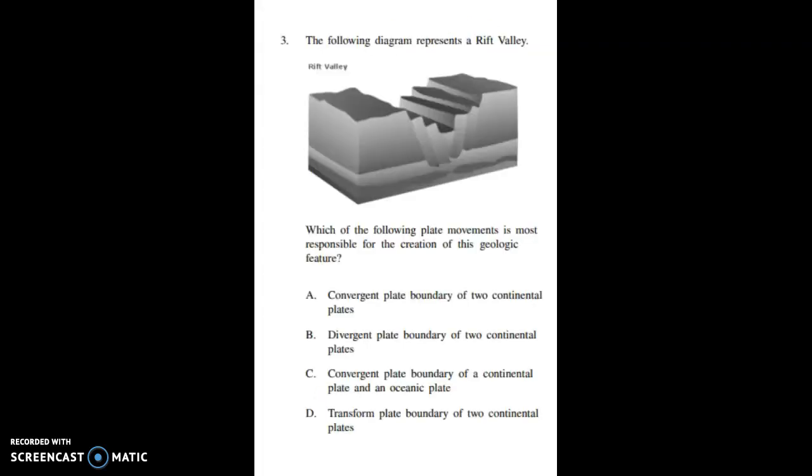Question 3. The following diagram represents a rift valley. Which of the following plate movements is most responsible for the creation of this geologic feature? A. Convergent plate boundary of two continental plates. B. Divergent plate boundary of two continental plates. C. Convergent plate boundary of a continental plate and an oceanic plate. Or D. Transform plate boundary of two continental plates.